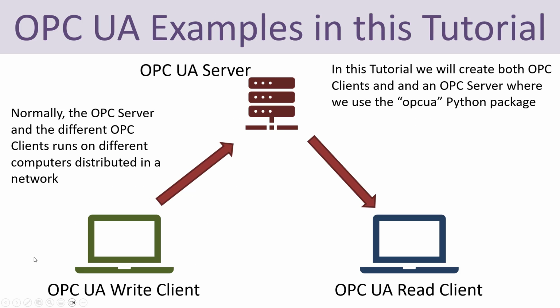So basically we will create 3 Python applications or Python scripts in this tutorial. We will start with an OPC UA write client, and then we will test that OPC UA write client with a demo OPC UA server, and then we will create an OPC UA read client that is reading the data that we are writing to the OPC UA server. And also when we have created those 2 OPC UA clients, one for writing and one for reading data, we will also create an OPC UA server in the Python programming language using this OPC UA Python package.